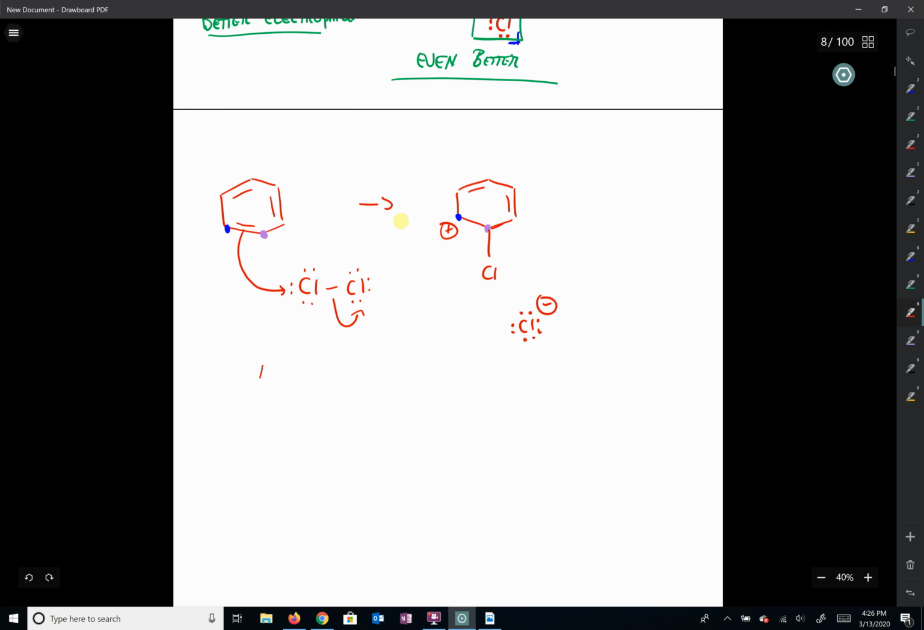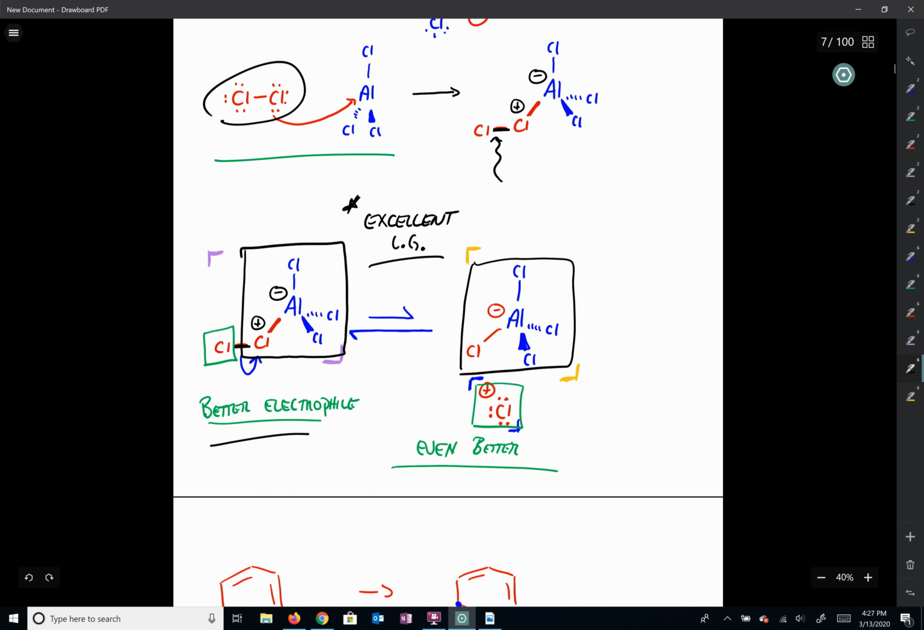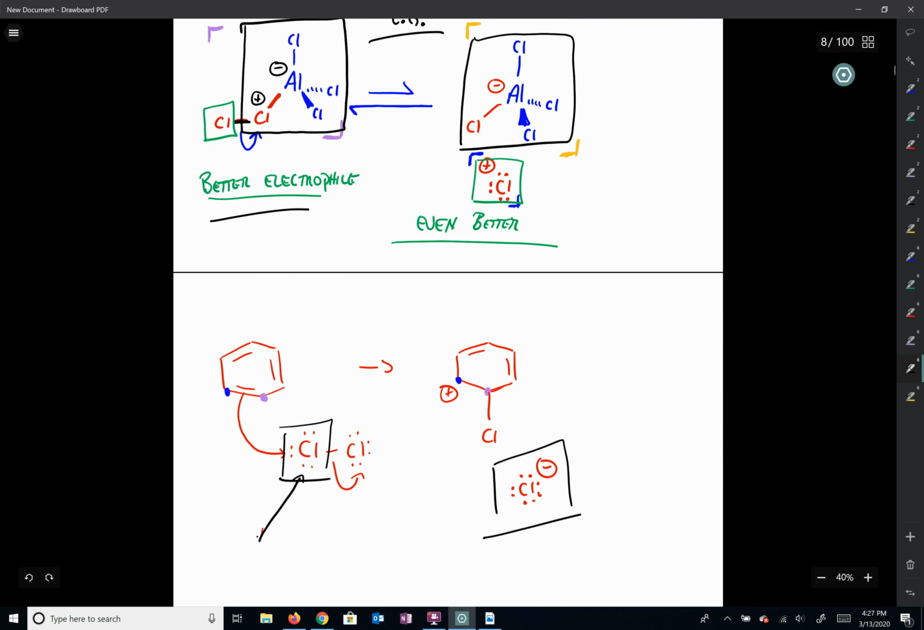But this won't happen. Only under some very, very rare cases can this happen like this. That chlorine is not a strong enough electrophile, and this right here is not a good enough leaving group. That's what I mean. We need to generate a better electrophile, and we need to make an excellent leaving group for this to happen. And we do that by binding the chlorine to that catalyst.